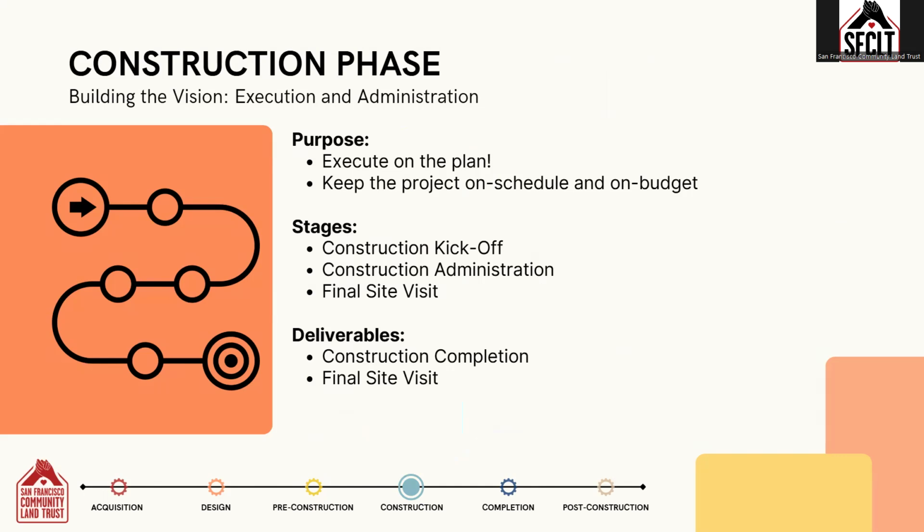Once you have written approval from your lender to proceed, the project now moves into the construction phase. The purpose of this phase is simply to execute on the plan. This phase is full of coordination, administration, and oversight. There are three main stages of construction: the construction kickoff, construction administration, and the final site visit.